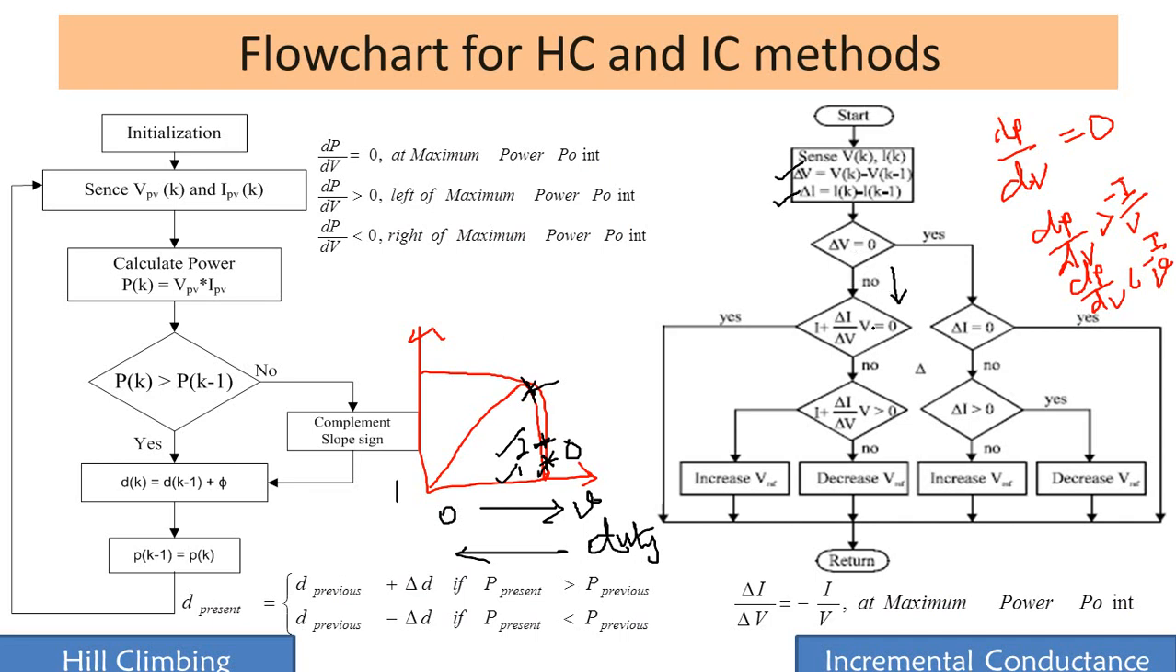So what will happen now? I plus del I. This condition is nothing but dP by dV equal to 0. It will again check dP by dV. First condition, whether dP by dV is equal to 0. No, because it is operating at this particular point.